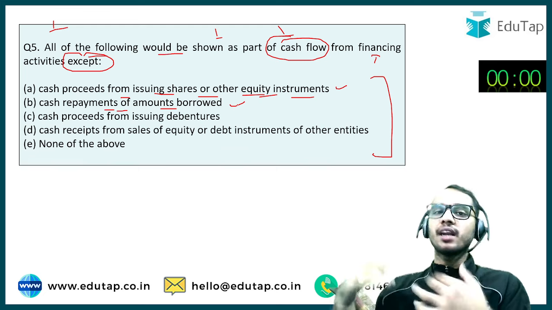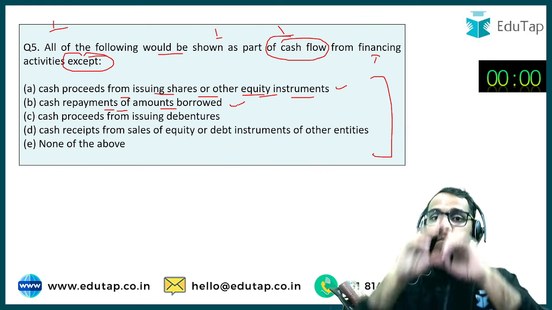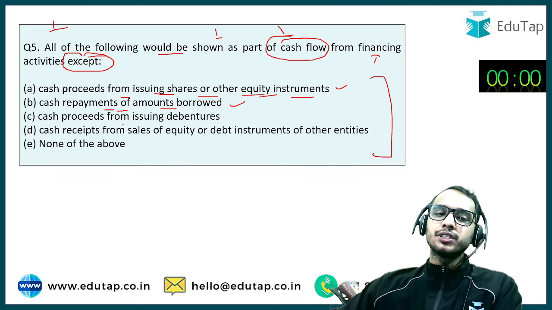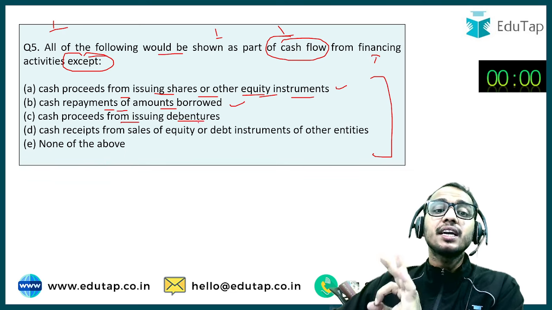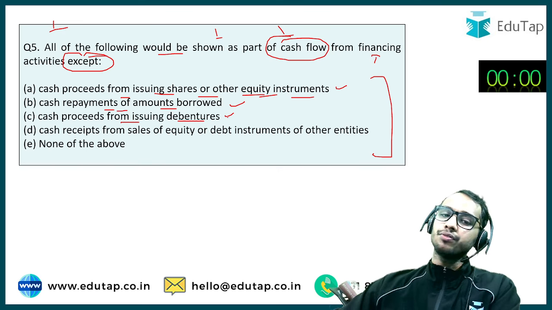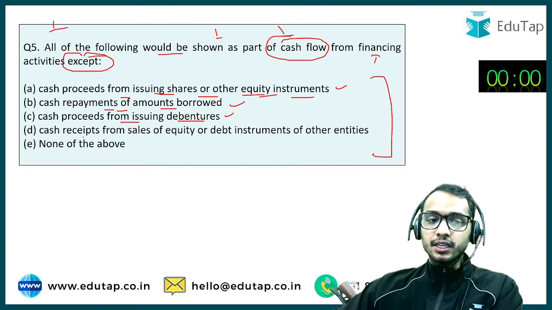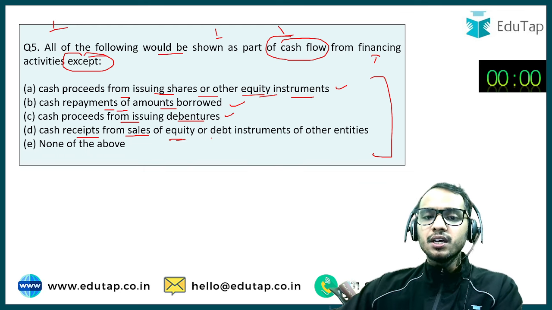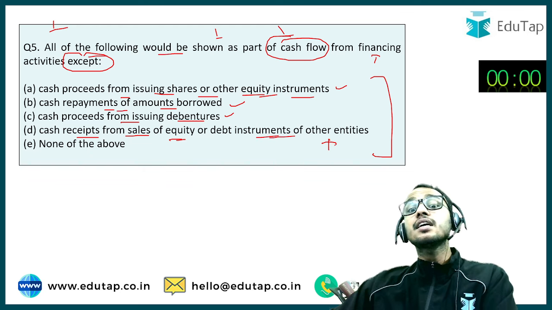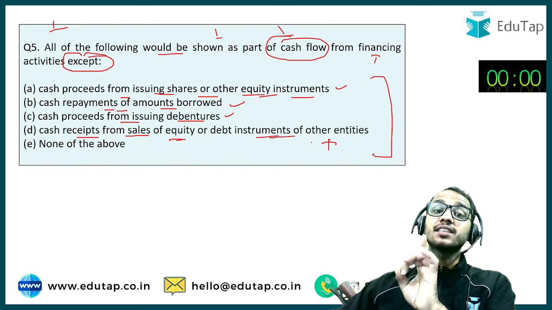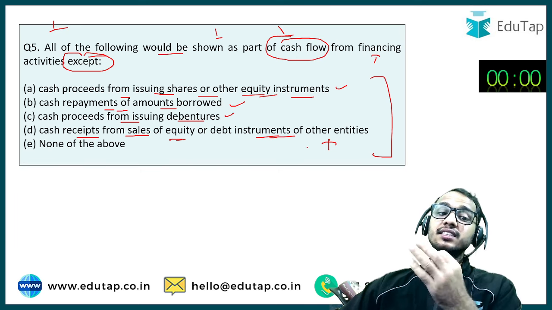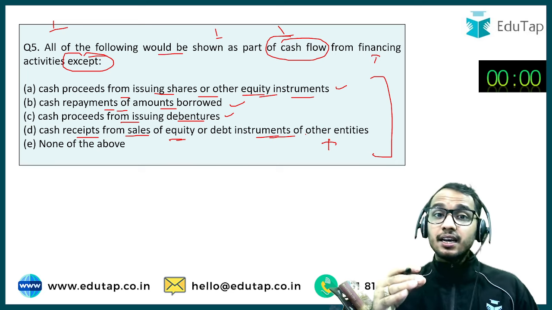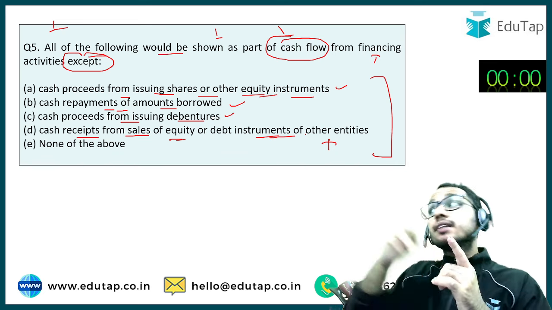One is inflow and another one is outflow, that doesn't matter, but that will be included in the financing only, right? Third option, cash proceeds from issuing debentures, again this is part of financing activity. Fourth option says cash receipt from sale of equity or debt instrument of other entities. Oh, now it is saying you are getting the cash from sale of equity, but equity of some other entity.